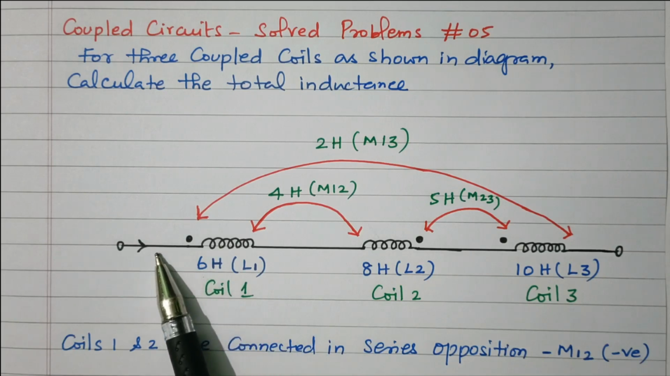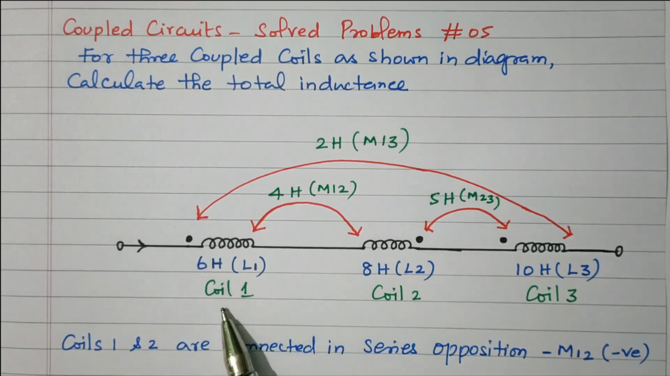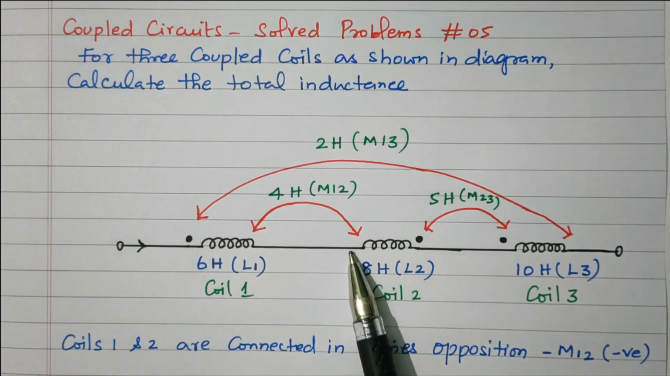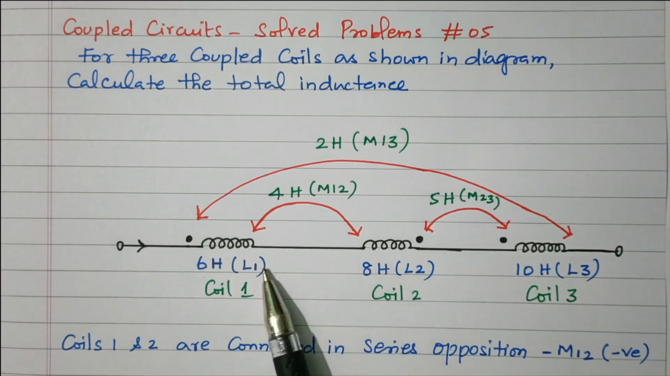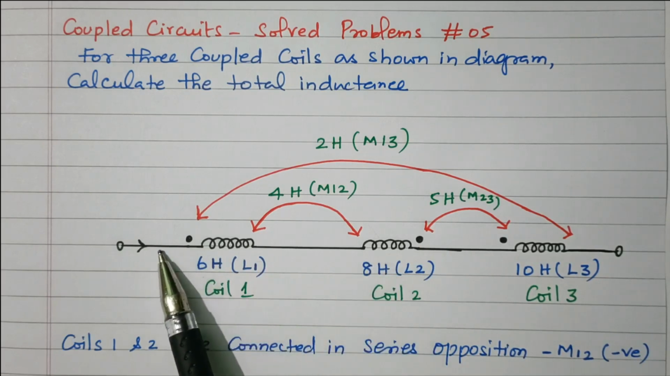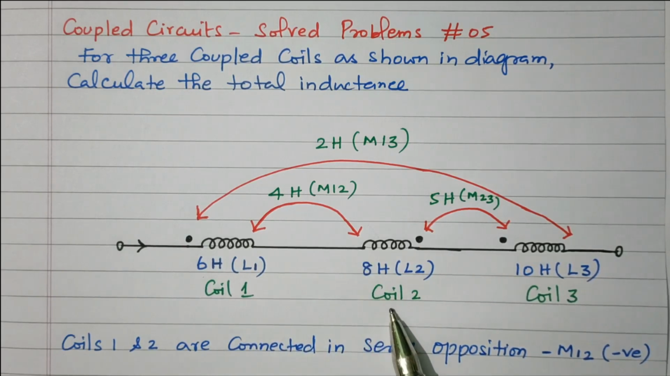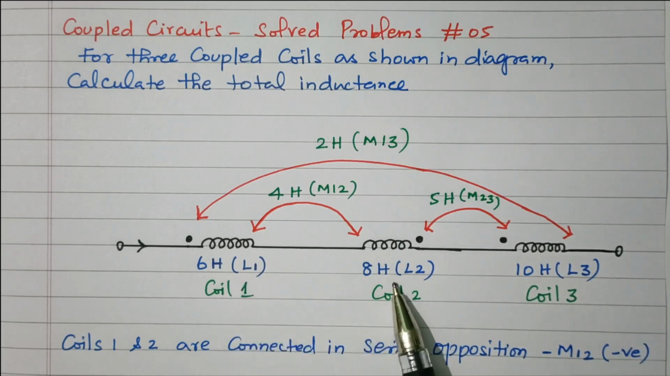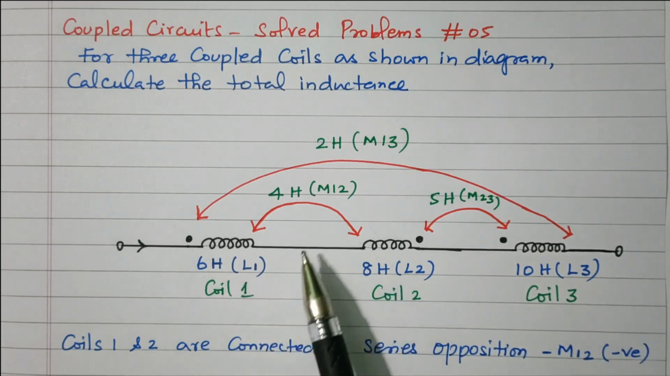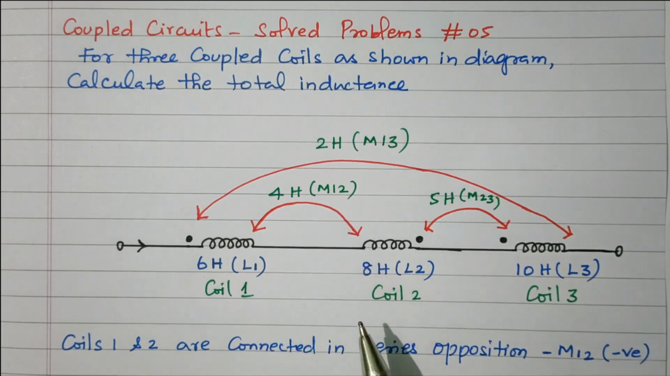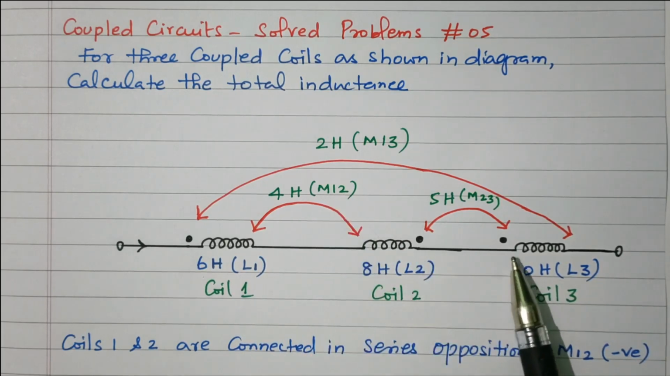See here, the current enters the dotted end in coil 1. But here the current enters the undotted end. Current leaves at the dotted end. So both are series opposition, right? Enters the dotted end in coil 1, enters the undotted end in coil 2. So coil 1 and 2 are coupled with series opposition. So M12 is negative, right? Series opposition. Similarly coil 2 and 3.